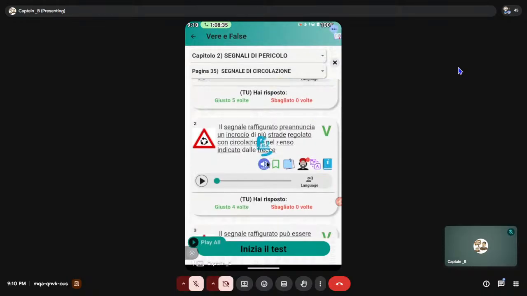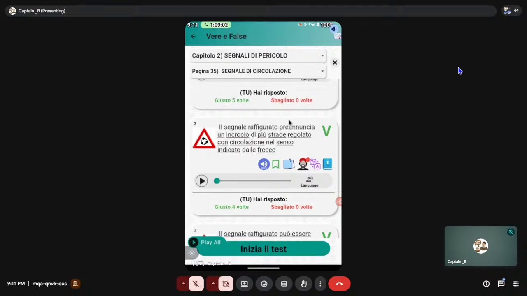Number 2. Il segnale raffigurato preannuncia un incrocio di più strade regolato con circolazione nel senso indicato dalle frecce. Now, if you look at this, what is frecce? Frecce meaning the arrow. You see the arrow is like this, like this. You understand? Not like this. It's like this from this side to this direction.